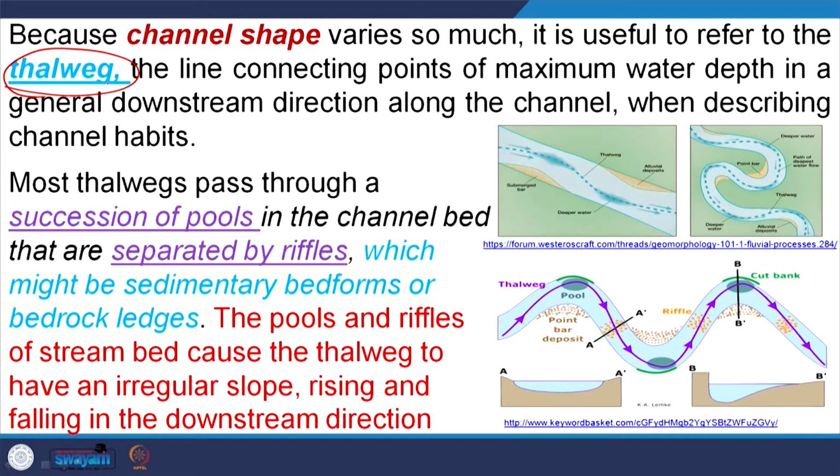So, how the channel habit will be, whether it is a straight channel, a meandering channel, or a sinus channel, all that can be defined through the shape of the Thalweg. The Thalweg is the line which joins the highest water depth of a channel at different points. For example, if you see here, this dotted line defines the Thalweg. It represents the highest water depth.